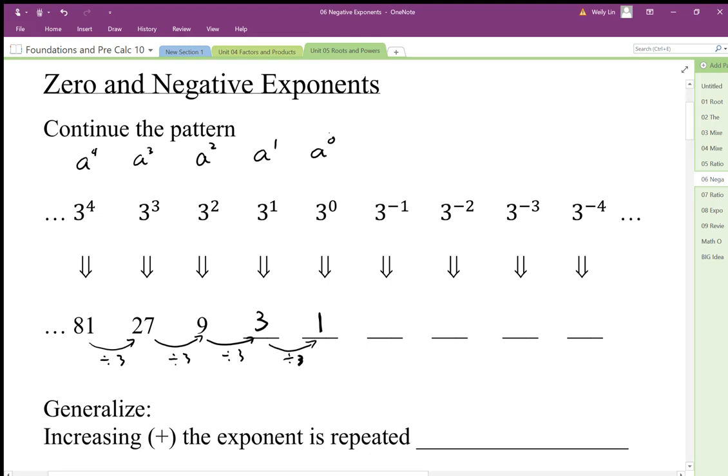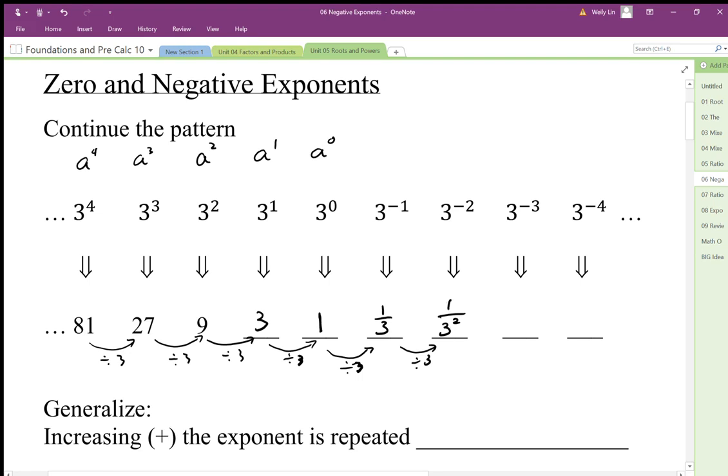Now if we can get to 0, that means we can just keep going and take away one more exponent and we end up with a negative 1 exponent. Well, what does a negative 1 exponent mean? If I continue the pattern down here, if I divide by 3 one more time, I'm going to end up with 1/3. So that means I'm dividing by 3 once. And if I take away one more exponent, do one less multiplication, I can divide by 3 again. And that means I have divide by 9, or 3 squared.